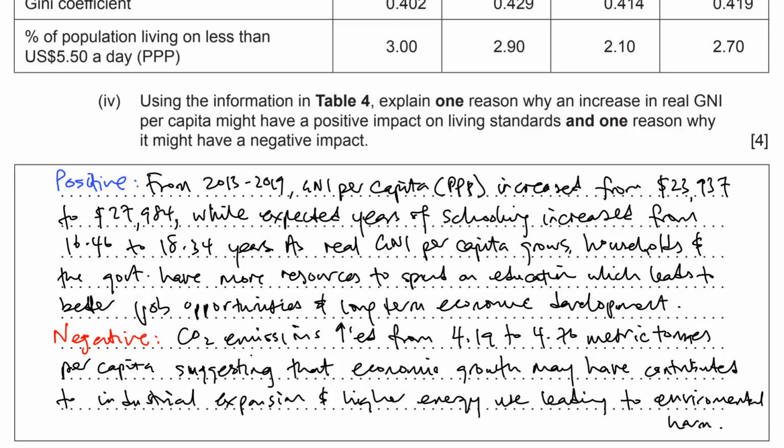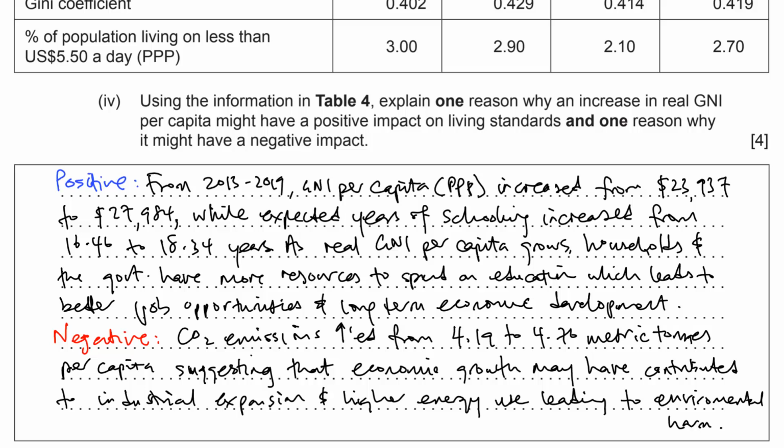Okay, so we have a relatively short amount of space to make an argument. I recommend having one section to describe the positive and one section to describe the negative. So this is what I've said. For the positive, from 2013 to 2019, GNI per capita at PPP levels has increased from 23,937 to 27,948, while expected years of schooling have increased from 16.46 to 18.34 years. As real GNI per capita grows, households and the government have more resources to spend on education, which leads to better job opportunities and long-term economic development. That's as succinct as I can get it. So that's the positive thing.